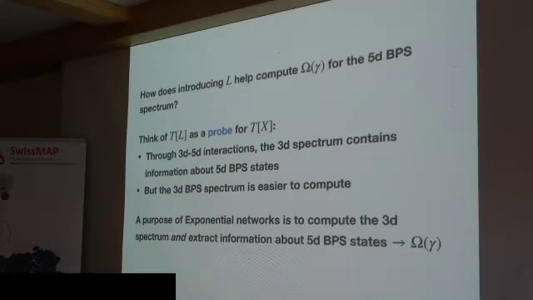So how does that help to compute omega, the BPS index of 5D BPS states? The main point is that you should think of this three-dimensional theory as a tool, a probe, that allows you to study the five-dimensional theory. Because it turns out that through interactions between 3D and 5D BPS states, there's a lot of information about omega of 5D states that is contained in the spectrum of three-dimensional states. But the point is that it's a lot easier to study 3D states directly. So that is indeed the purpose of exponential networks. What they do is essentially compute 3D BPS states and extract information about the five-dimensional spectrum that we're ultimately interested in.